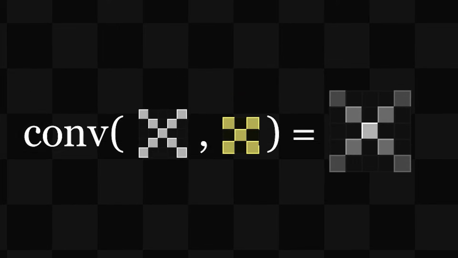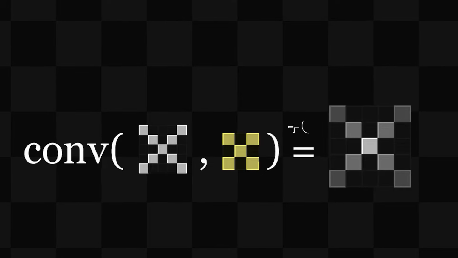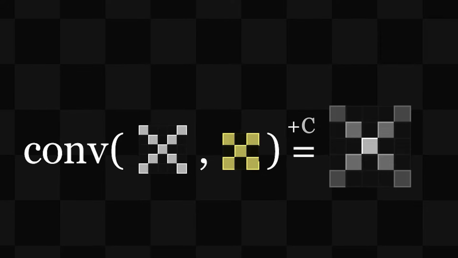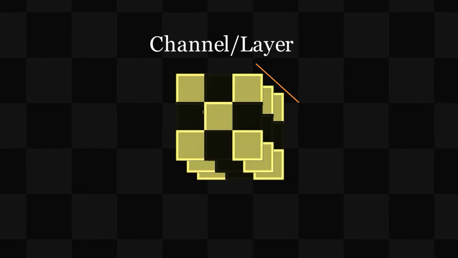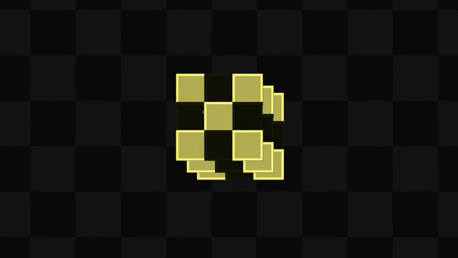Now I'm leaving out two details. Firstly, there's a bias applied, but that's pretty boring, so I won't talk about it for the rest of the video. You're welcome. Secondly, our kernels are actually 3-dimensional. And to reference this third dimension, I use the word channel or layer interchangeably.